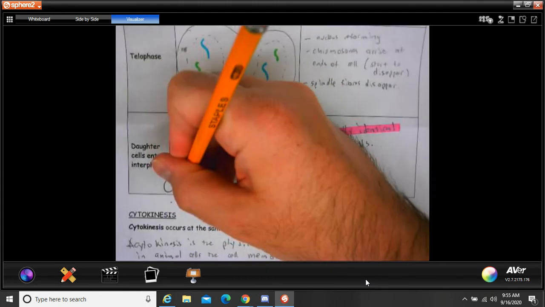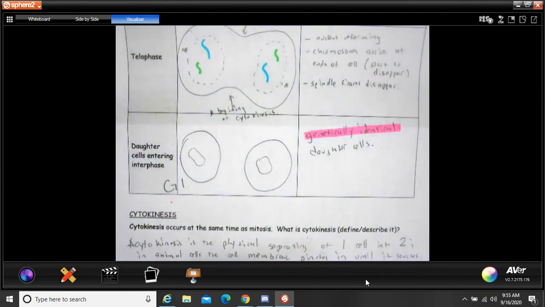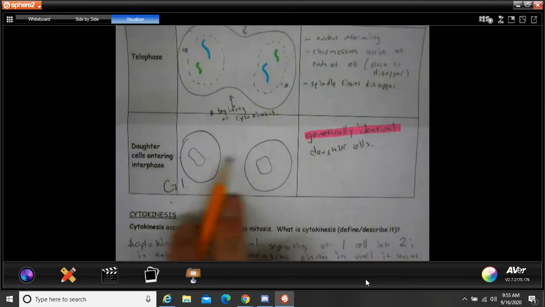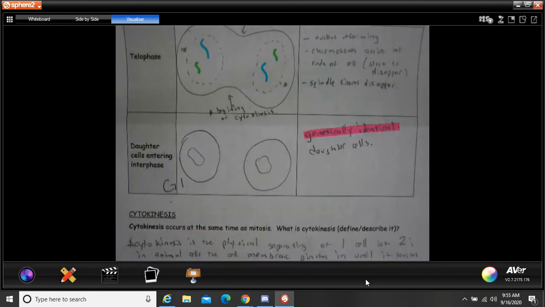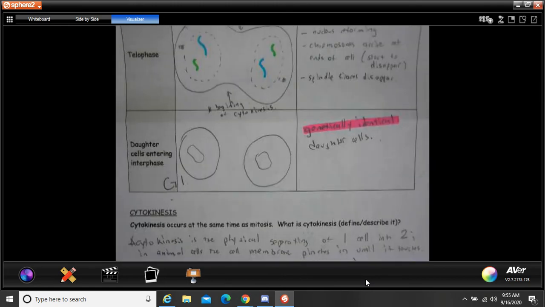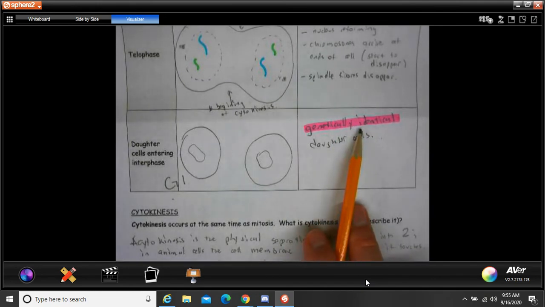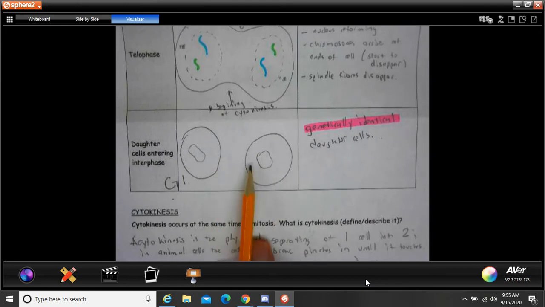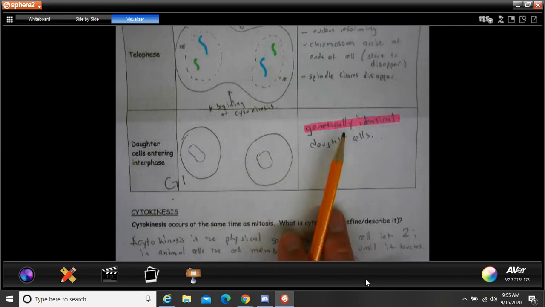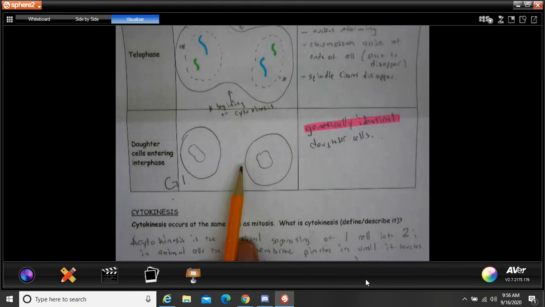So entering into G1 of interphase, you have your two new cells. Everything is back as it should. There's no more chromosomes. There's a nucleus and two regular cells, although they're smaller. And it's important to note that each cell here is genetically identical to each other and to the original parent cell. And the significance of that, we'll talk about in just a moment. Okay, so these are genetically identical, they're exactly the same.